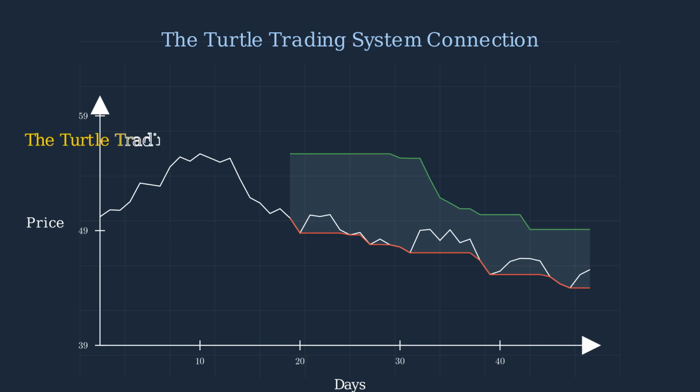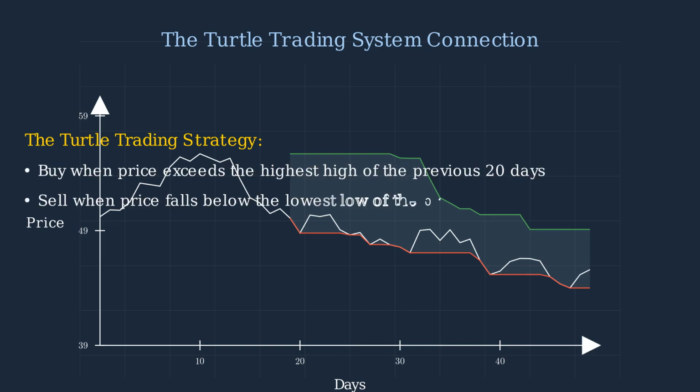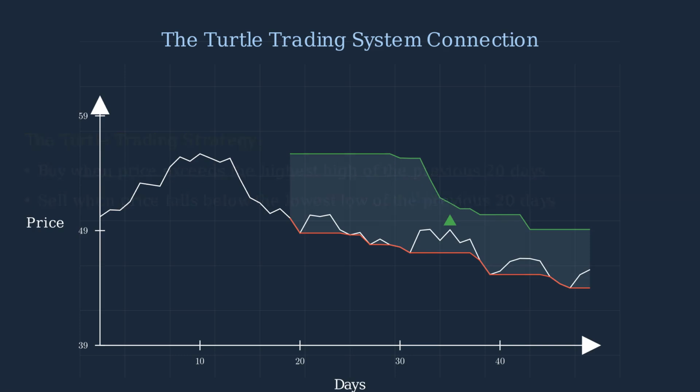The turtle trading strategy had two simple rules based on these channels. They would buy when the price exceeded the highest high of the previous 20 days, creating a breakout signal. This systematic approach to trend following produced remarkable results and cemented Donchian channels as a staple indicator for trend traders.